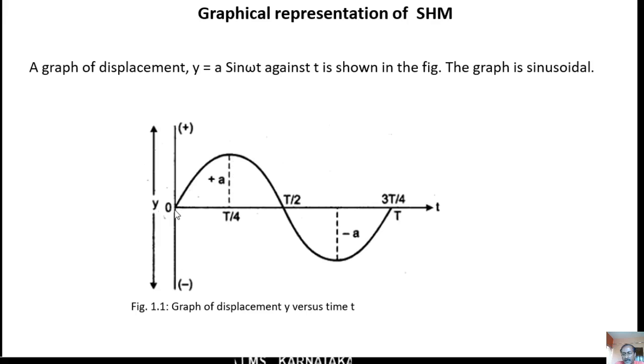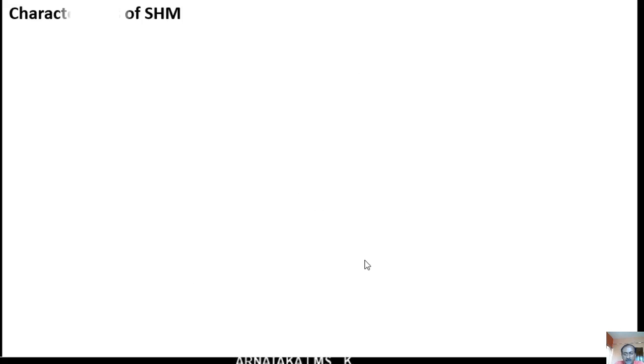When the particle moves from mean position to upward direction, then it reaches the extreme point. This is maximum amplitude. When it moves towards downward direction, that is negative direction, then the amplitude becomes maximum. When it reaches the peak, extreme point, the amplitude will be maximum but in negative direction, that is minus A. These are the amplitude factors of simple harmonic motion.